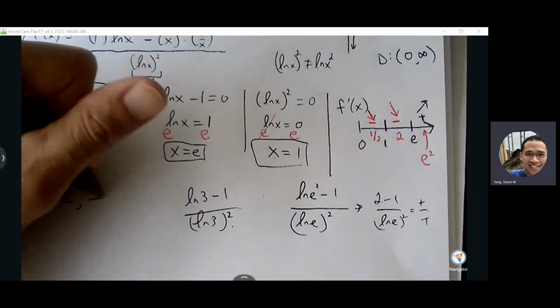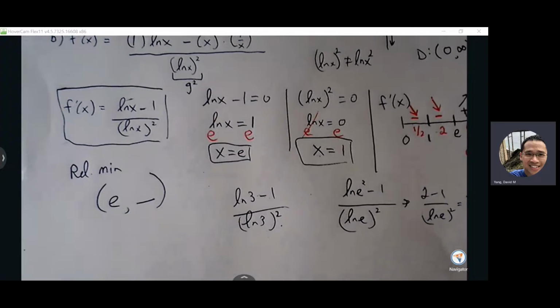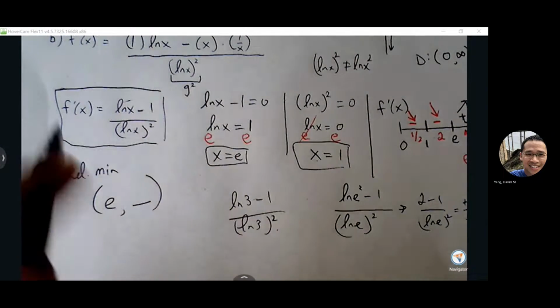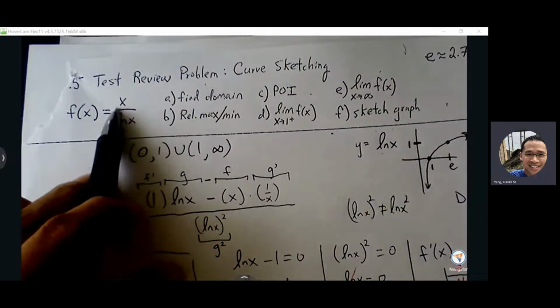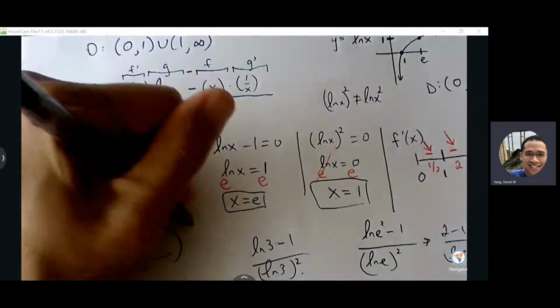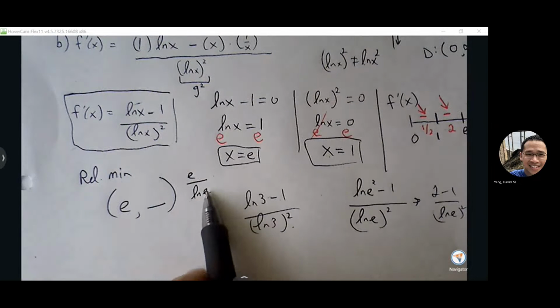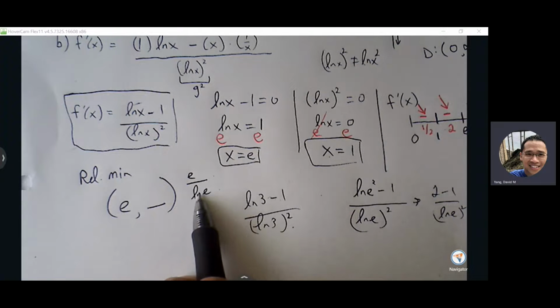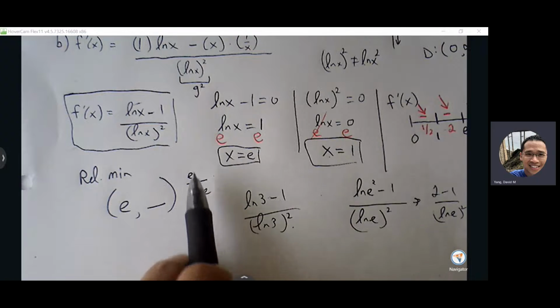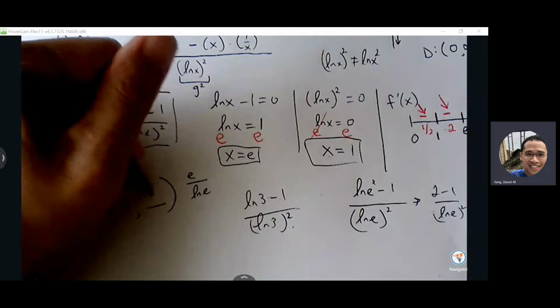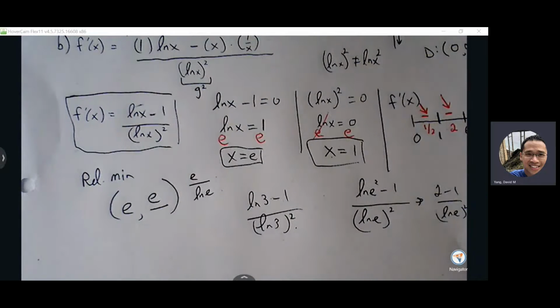Now, if I want to find my ordered pair and I know my x value, how can I find my y value? Back into the original, right? So e over natural log of e, what does that reduce to be? Natural log of e is just what? 1. So e over 1 is just e. So (e, e), that's the ordered pair.